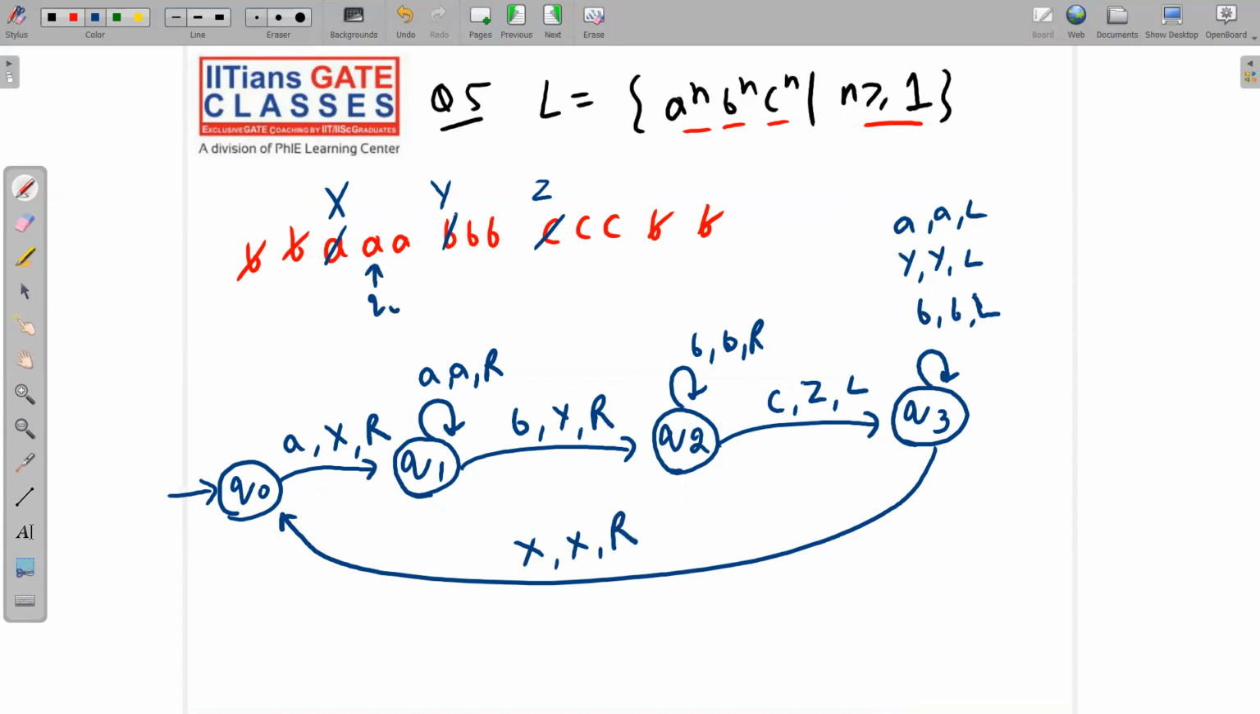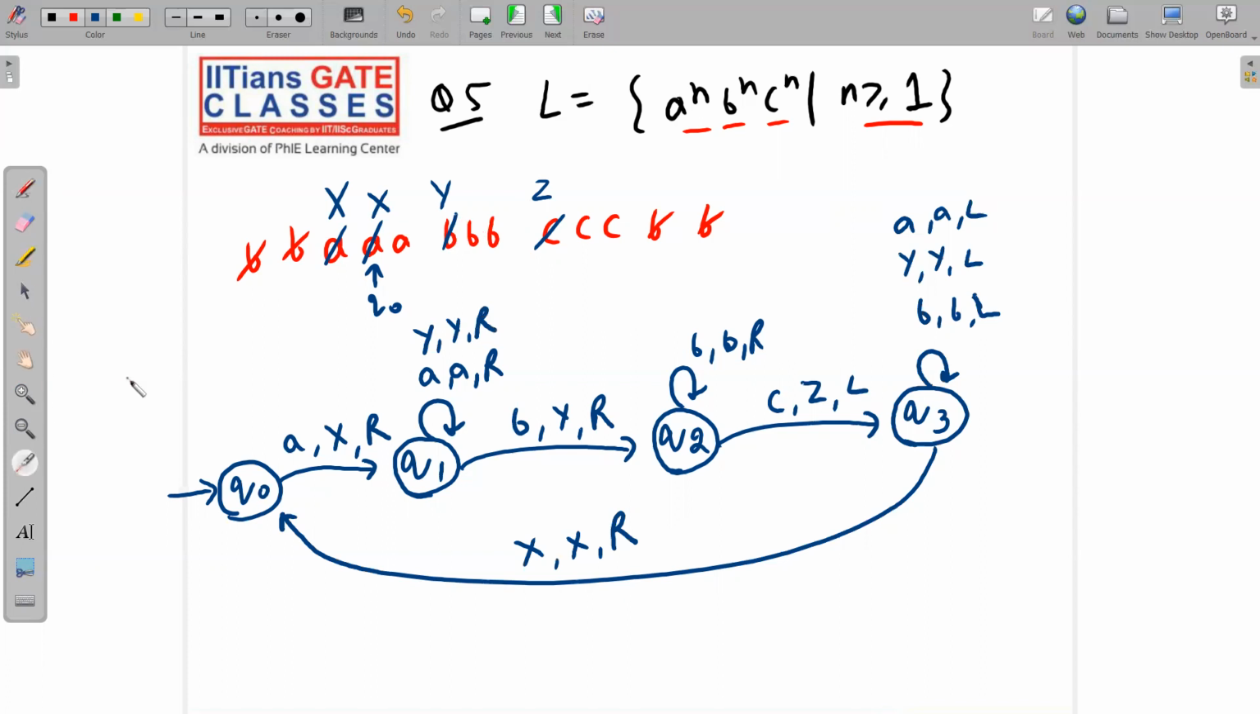So again, we will be at Q0. Q0 will read this A. It will make it as X. Then the Turing machine will be at Q1. Q1 will ignore this A, and see here carefully, Q1 will ignore this Y also because it is in the search of B. So I have to give the move. Y will remain Y and it will keep on moving right.